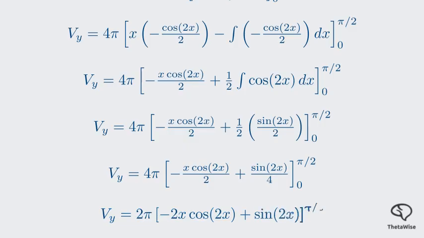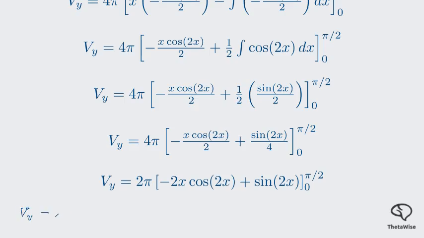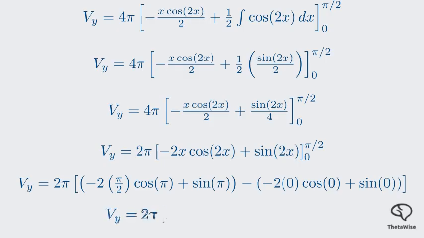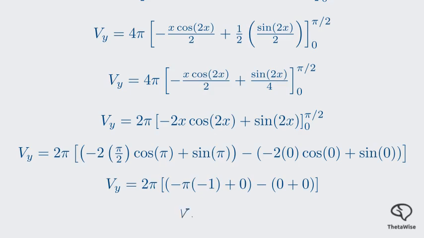Let's evaluate this from 0 to pi over 2. We plug in pi over 2 for x, then subtract the result of plugging in 0 for x. The sine terms both become sine of pi, which is 0. The cosine of pi is 1, and cosine of 0 is 1. The result simplifies to 2 pi times pi.